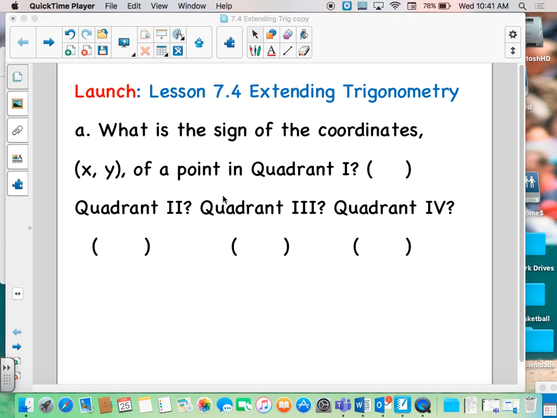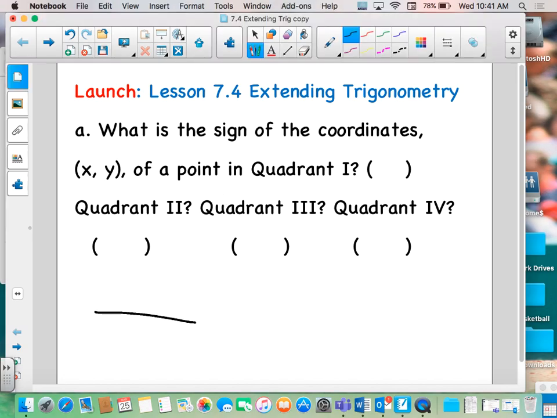We're going to talk about some more trigonometry here and try to give you some ideas about doing some calculations of trig functions throughout all four quadrants and without using your calculator. So just a quick review. Here are the quadrants, quadrant 1, 2, 3, 4.